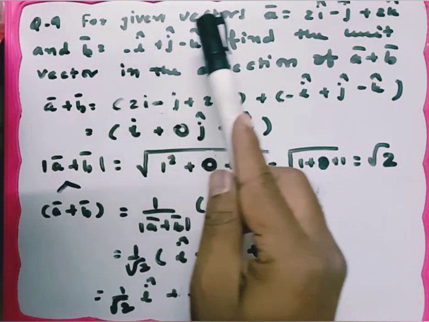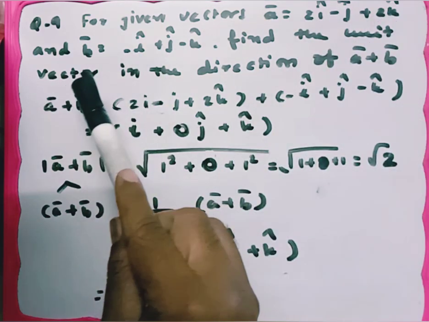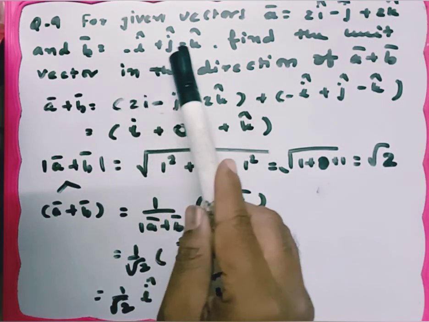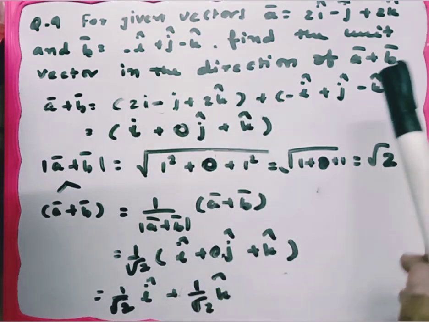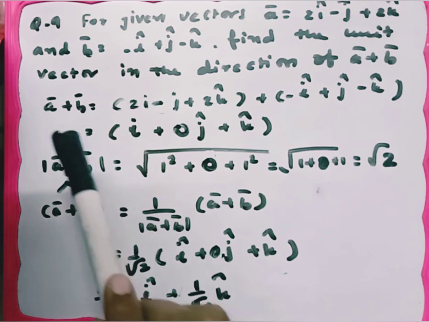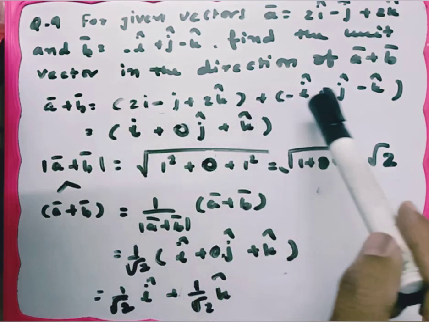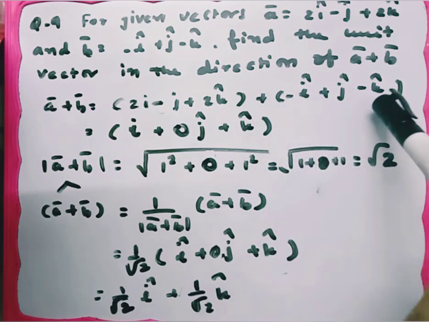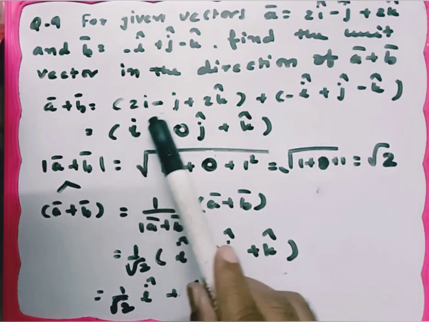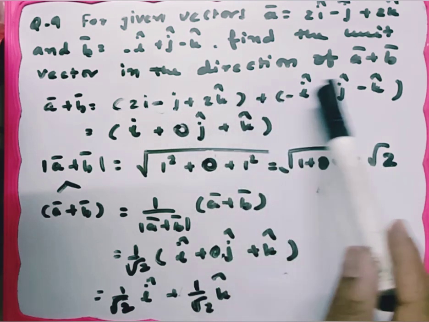Question 9: we have the given vectors a bar equals 2i caret minus j caret plus 2k caret and b bar equals minus i caret plus j caret minus k caret. Find the unit vector in the direction of a bar plus b bar. So a bar plus b bar we find out: 2i caret minus j caret plus 2k caret plus minus i caret plus j caret minus k caret. So 2i minus i, minus j plus j is 0, plus k caret.